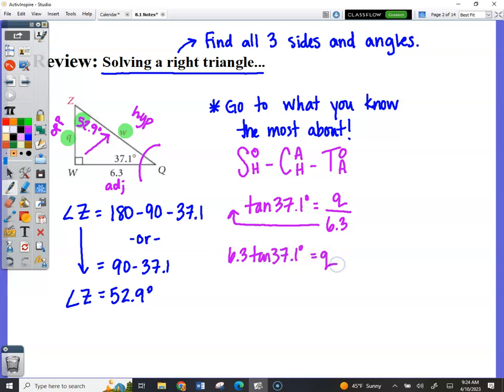What mode do we need to be in our calculator? Degree mode. Your calculator needs to be in degree mode because we're not dealing with radians. So you type 6.3 tan 37.1. We're going to go to the nearest tenth because this is ugly. And you get about 4.8. Did you get that?